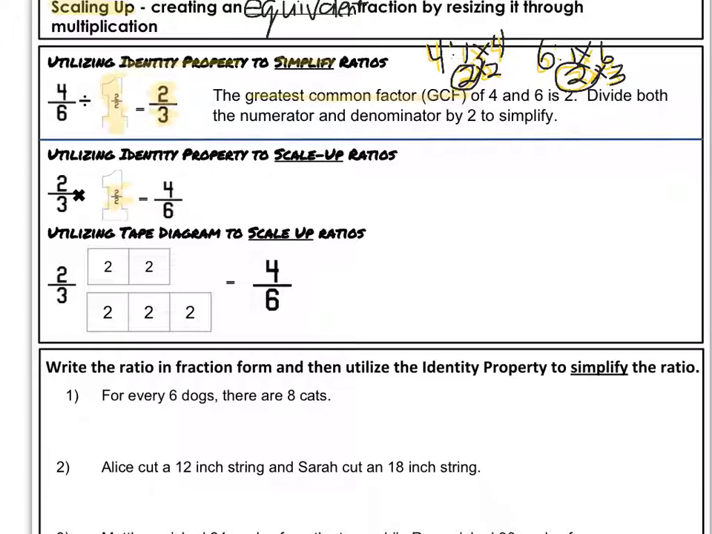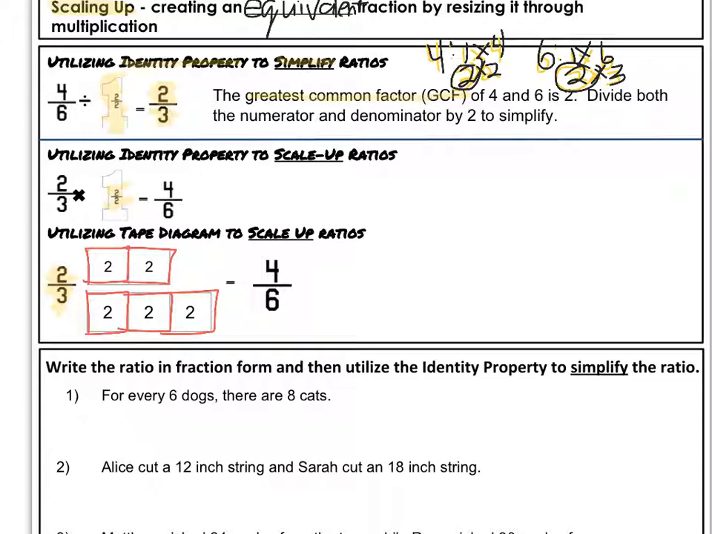There's something called a tape diagram that we can use. So we're going to utilize a tape diagram to scale up ratios now. If I have the fraction or ratio 2/3, 2:3, I can draw a tape diagram to represent the 2 and represent the 3. The 2 is these 2 boxes, 1, 2. The 3 is these 3 boxes, 1, 2, 3.